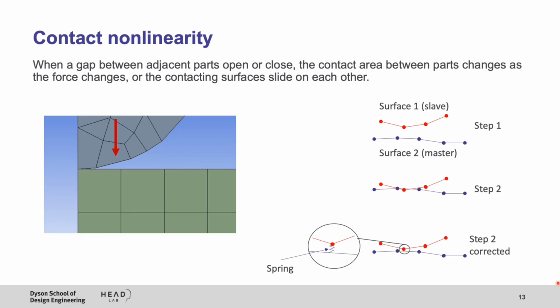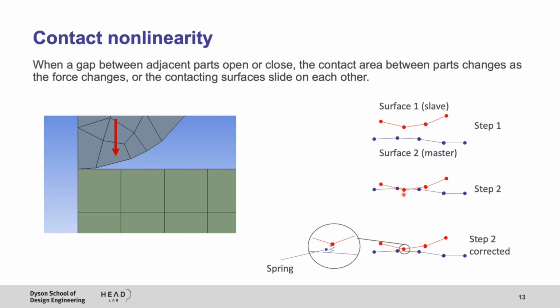All these situations should be predicted in small increments. For instance, here the contact algorithm checks if the node of surface 1, which is usually called the slave surface, has penetrated into an element of surface 2, which is usually called the master surface. In step 2, it detects penetration, as you can see here.